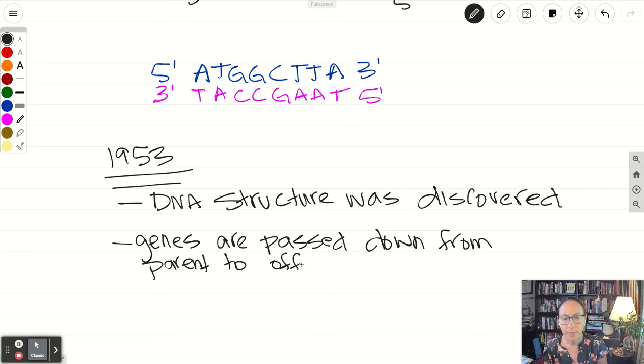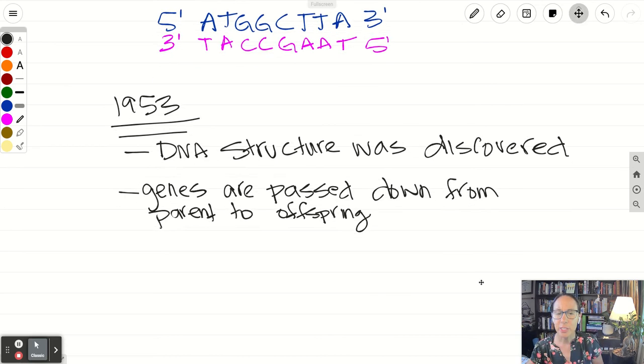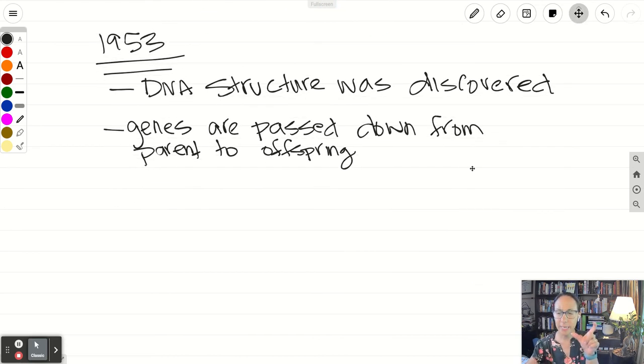Okay, and what this means is that you inherit a gene from your parents. So when something is passed down from parent to offspring, it's called inheritance. Okay, and what a gene is, a gene is a section of DNA. So it's a sequence of DNA nucleotides.